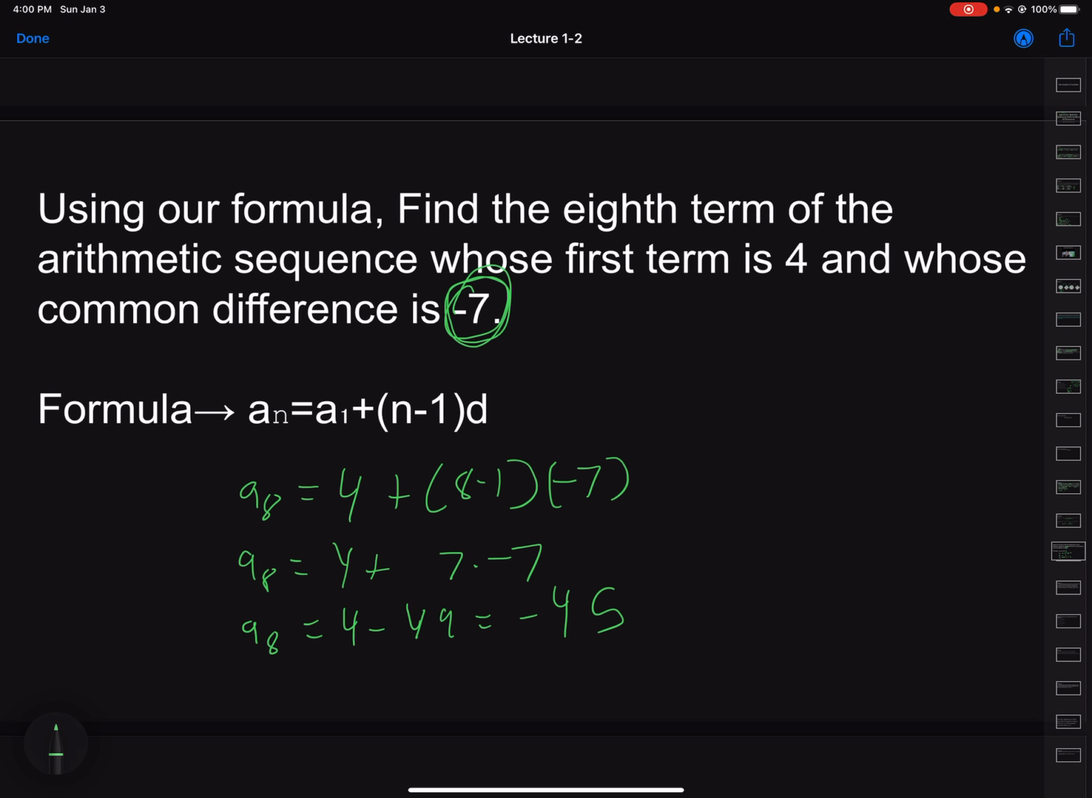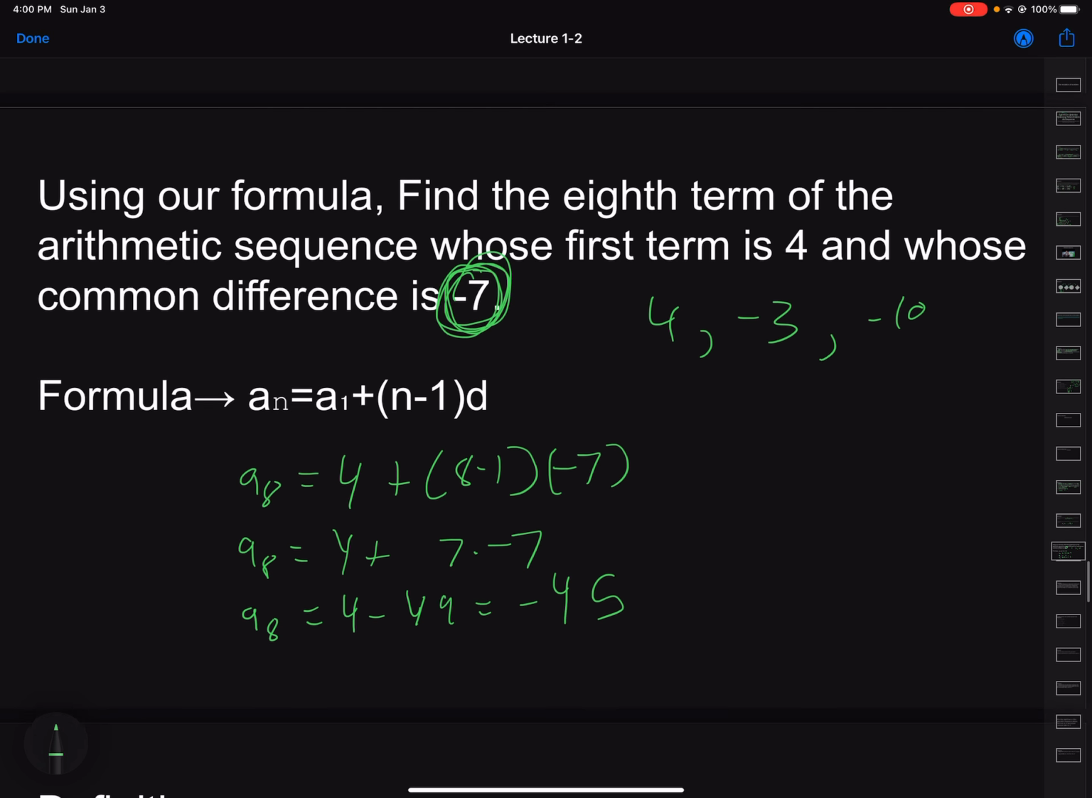If you were to do this the long way, you would have had to start with a 4, write the 4, then subtract 7 the first time. 4 minus 7 is negative 3, subtract 7 again, negative 10, and so on and so forth. So that's an arithmetic sequence. An arithmetic sequence is where you are adding, or you're adding a negative, which is the same as subtracting.